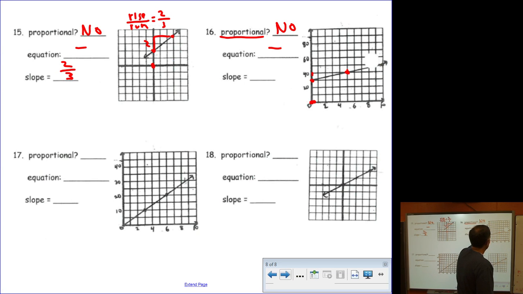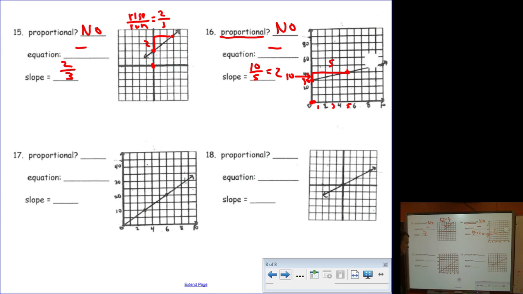Now you got to be careful with this one because you need to pay attention to the scale. It looks like the y-axis is going by tens. That's 30. So it looks like the rise is 10. Now the x-axis looks like it's going by ones. So the run is 1, 2, 3, 4, 5. So the slope would be the rise over the run, 10 over 5, which is 2.